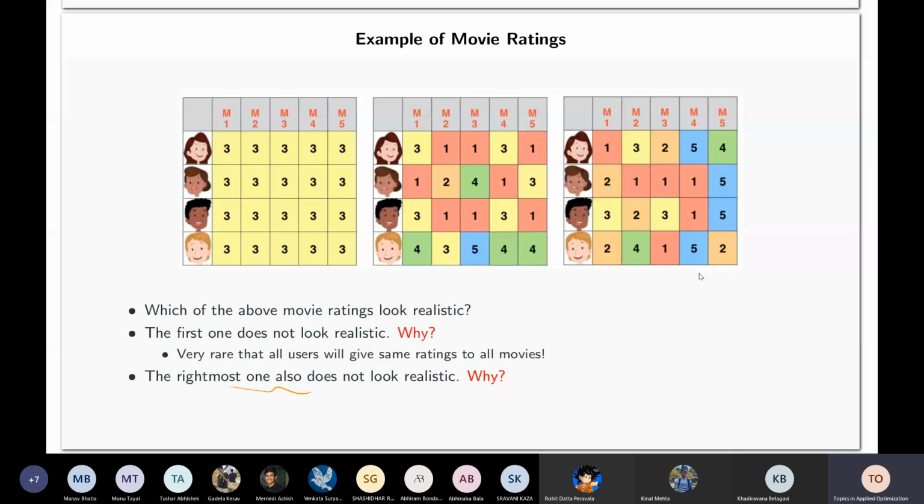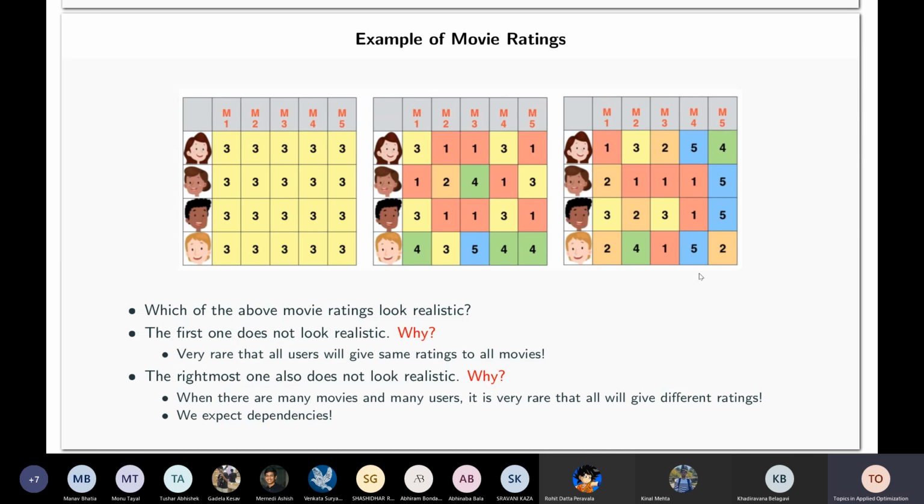So let us say it's a movie. Movie 1 has ratings 1, 2, 3, 1, 5, 5, 5. What is not realistic? When there are many movies and many users, it's rare that all will give different ratings. I see. So the unrealistic thing here is that it's very rare that all will give different ratings to a movie. For example, this person gave rating 2 and 1 here, 1 here. They are matching, but it's very rare. That's what it's trying to say.